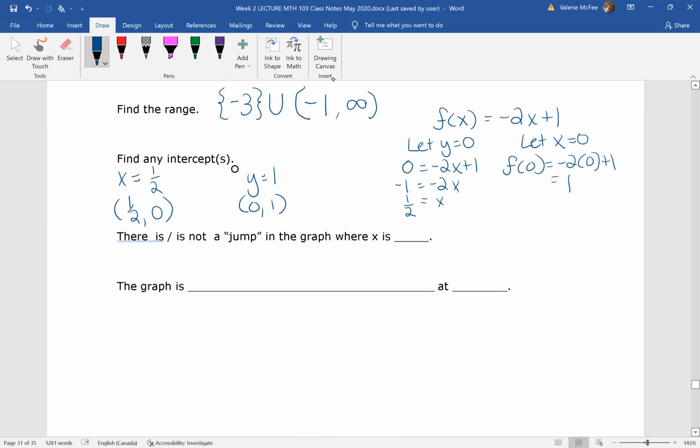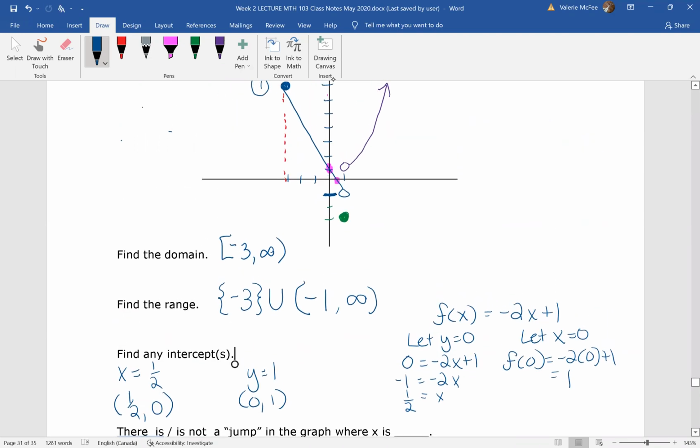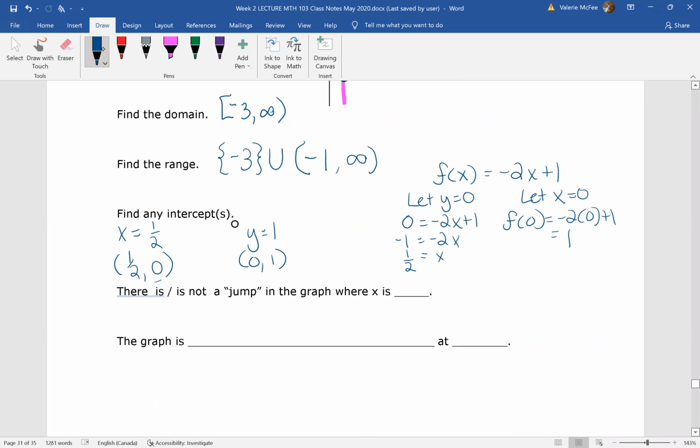Is there a jump in this graph? Yeah, there is. We have a jump right here. There's our stack of circles. Where does it occur? At x equals 1. So there is a jump where x is 1. This graph is discontinuous at x equals 1.